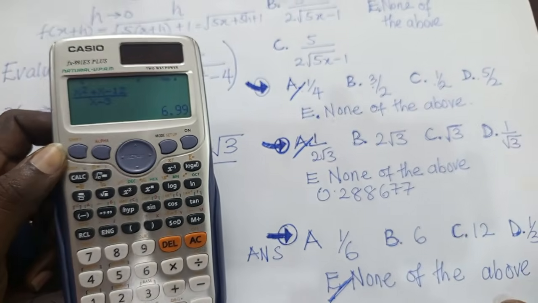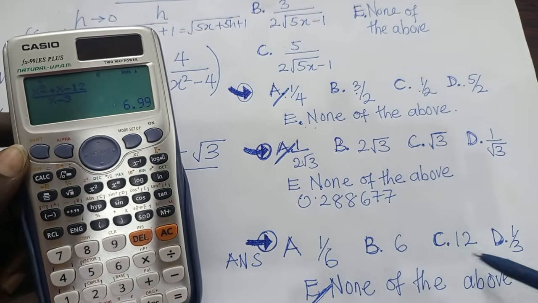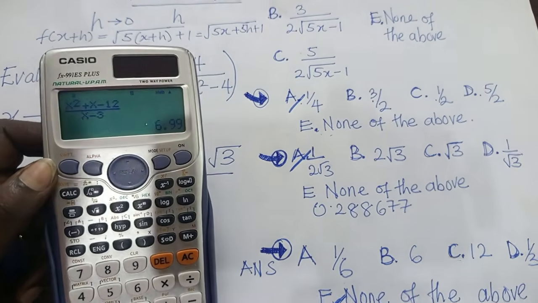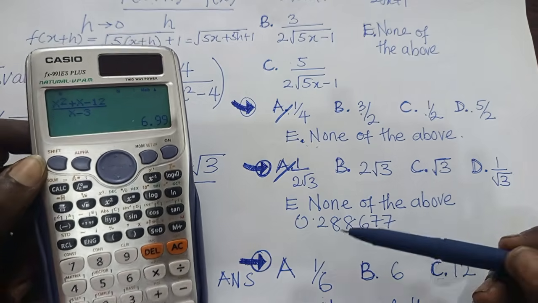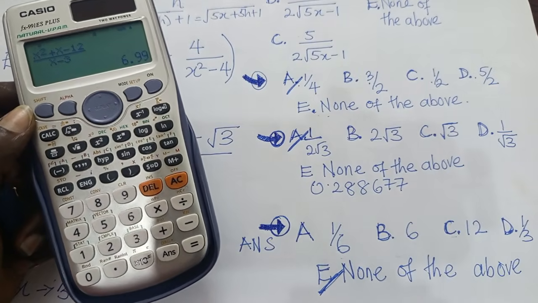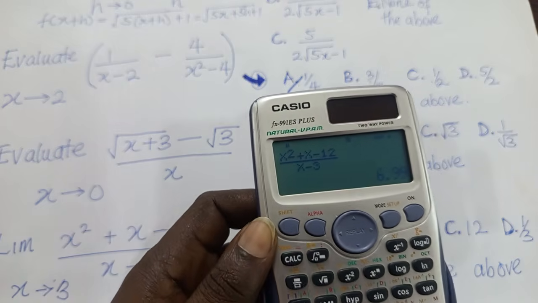So E is the answer, none of the above. So I will go for E. Look at what I'm saying. A is 1 over 6, B is 6, C is 12, and D is 1 over 3. So the answer is none of the above. So we will go for none of the above because that is the answer, looking at what we get from our calculator, which is approximately 7.